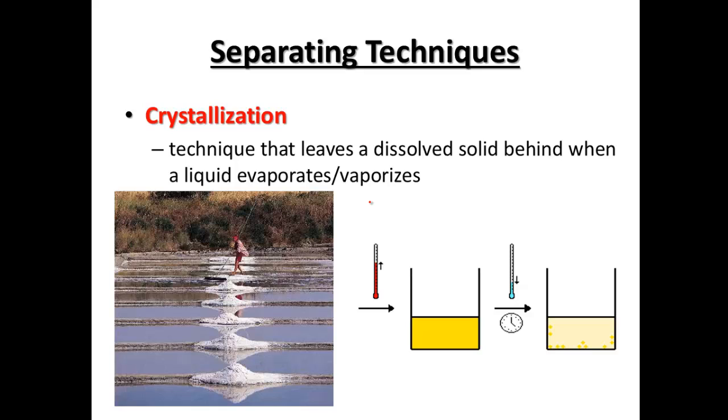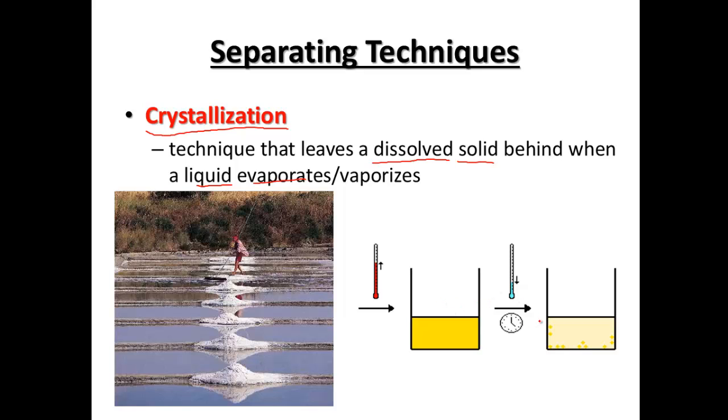And our fourth one, crystallization. Crystallization is another technique that leaves the dissolved solid behind when the liquid evaporates or vaporizes. An example here, this is a guy at a salt farm, and he's collecting some sea salt. As the salt water evaporates, it takes the water away and leaves the crystalline solid behind. So water evaporates, solids left behind.